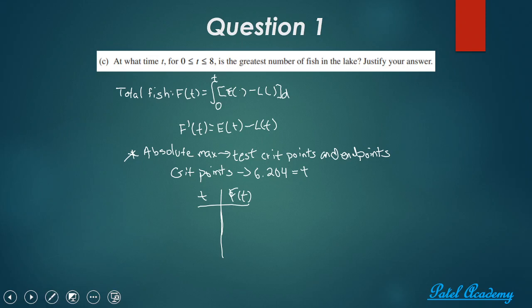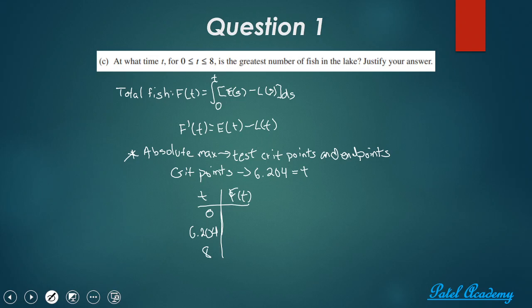So I'm going to have E(s), L(s), and ds. And so in this case, for my t values, I'm having t equal to 0, t equal to 6.204, and t equal to 8.